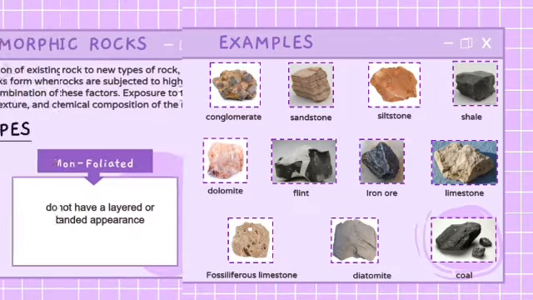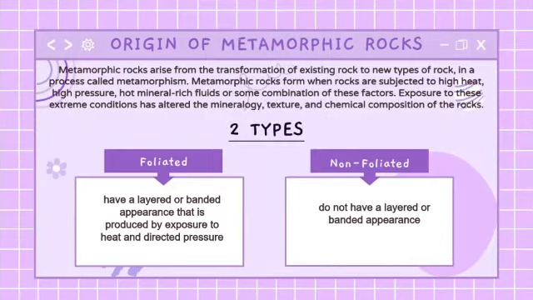Now let's go to the origin of metamorphic rocks. Metamorphic rocks arise from the transformation of existing rock to new types of rock in a process called metamorphism. Metamorphic rocks form when rocks are subjected to high heat, high pressure, hot mineral-rich fluids, or more commonly, some combination of these factors. Conditions like this are found deep within the earth or where tectonic plates meet. Exposure to these extreme conditions has altered the mineralogy, texture, and chemical composition of the rock.